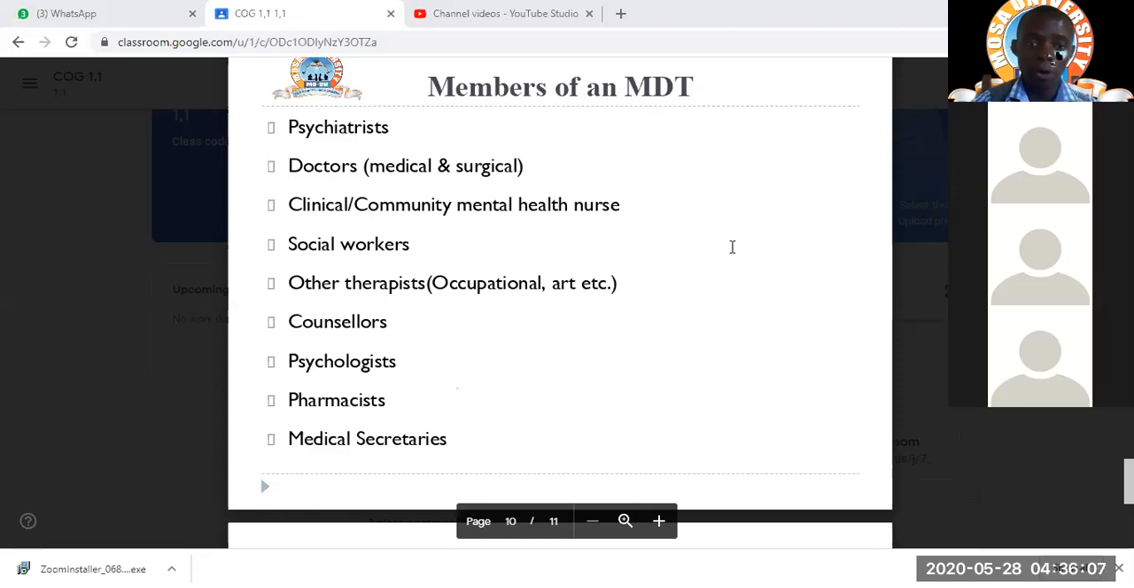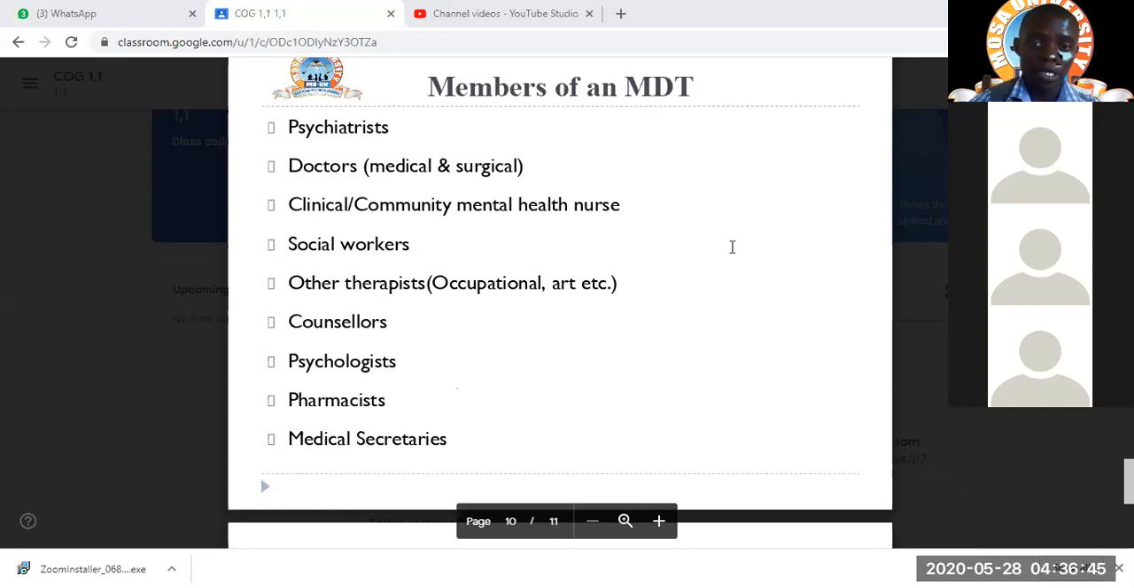These people will help us with the services that are needed at the clinic level. For instance, when we don't have a community mental health nurse, we can use a clinical officer psychiatry to provide similar services. Under other therapists, we have occupational therapists, physiotherapists, art therapists, drama therapists, and laughter therapists. These are the kinds of people that can help us provide a different kind of therapy that doctors and psychiatrists may not be able to provide.